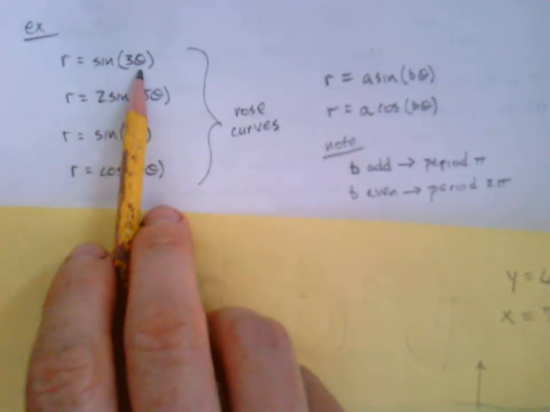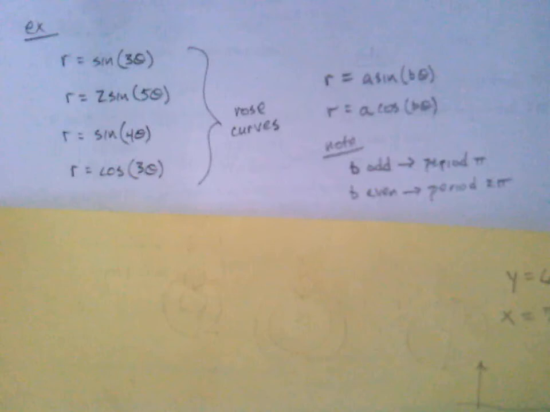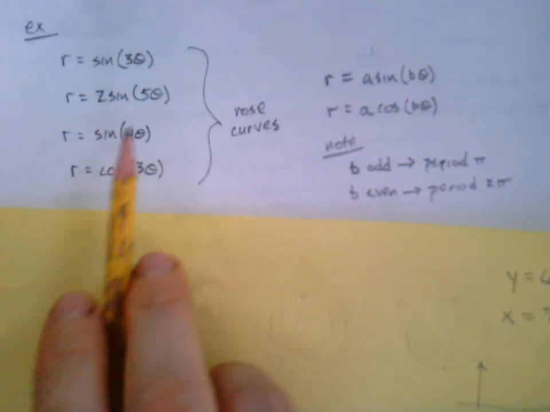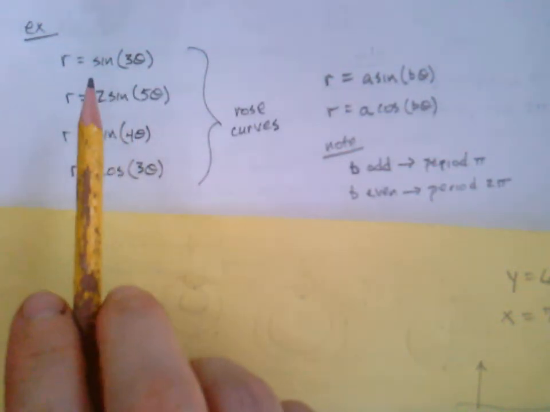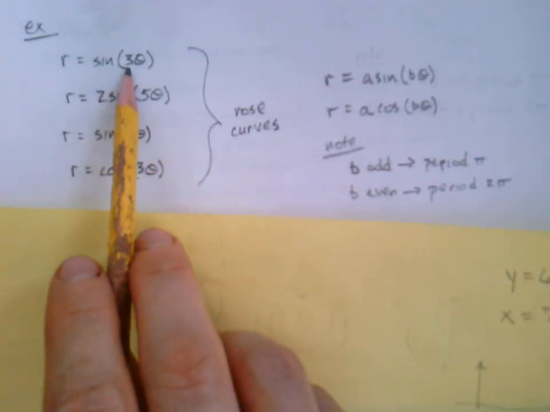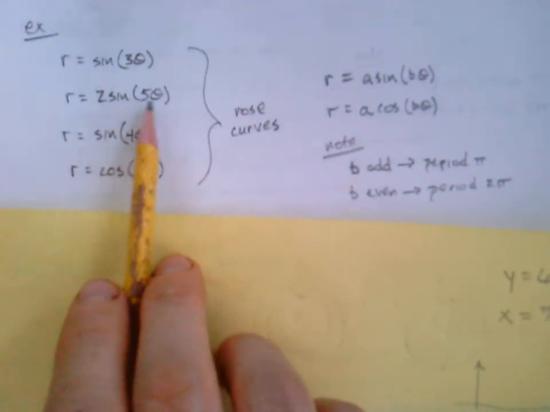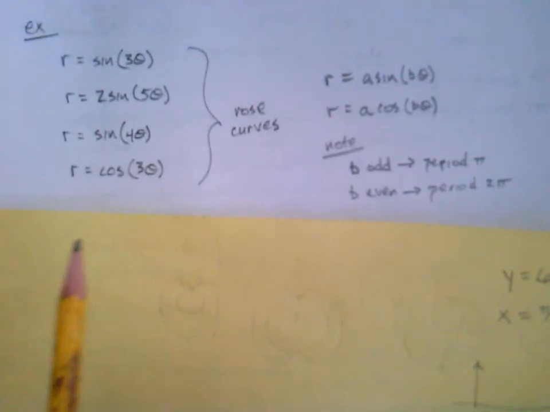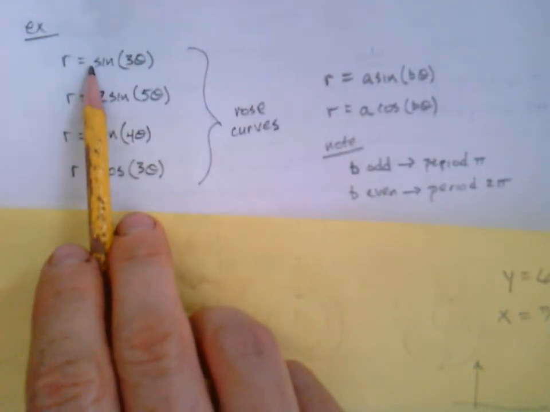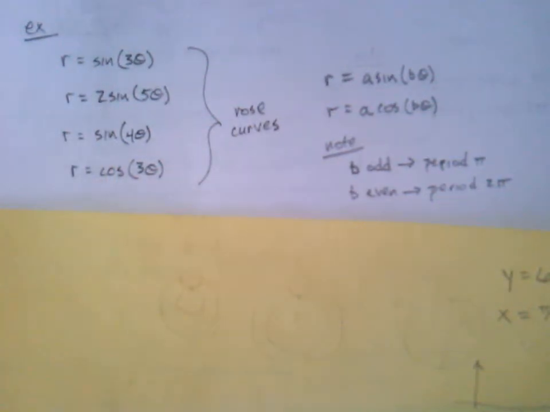But okay, look at the sine of 3 theta. How about 2 sine 5 theta? You'll notice that for sine 3 theta, there are 3 petals, we call them. For 2 sine 5 theta, there are 5 petals, and they're now 2 units long at the maximum, where here the maximum petal length is 1. Now we've doubled it.